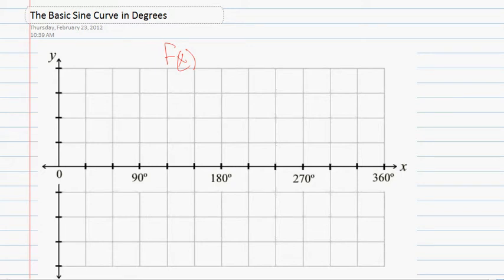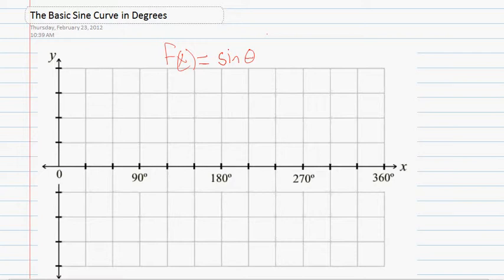Okay, so what we're going to do is talk about our basic sine function, which is f of x equals sine of theta. And we're going to deal with angles. We'll deal with radians later. I'm making this own video because everything out there is in radians, and we want to focus on angles right now.